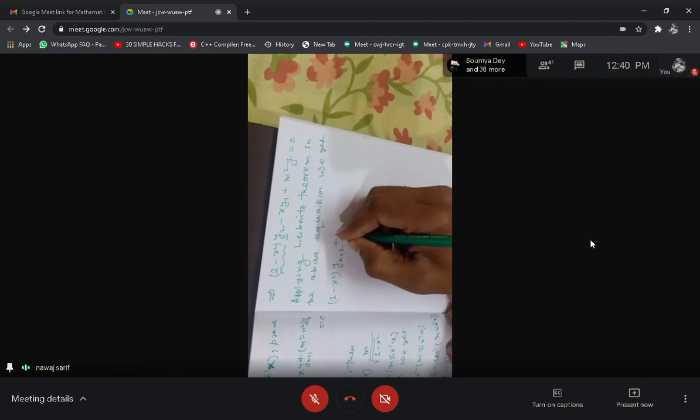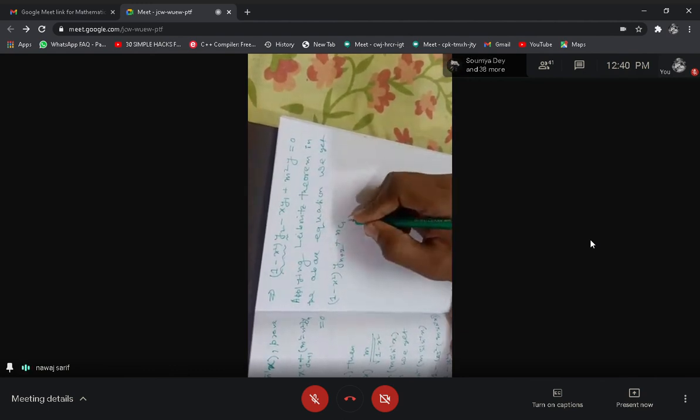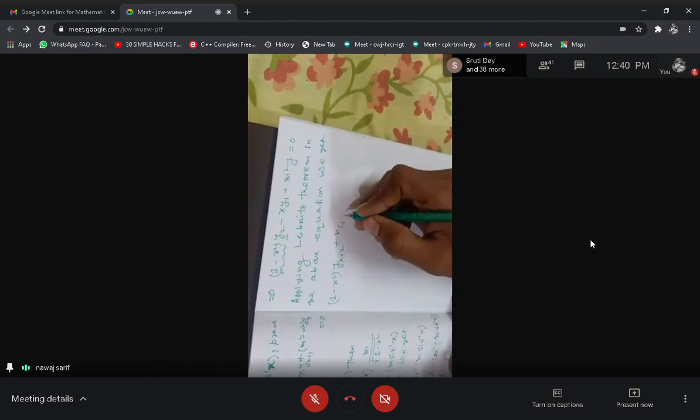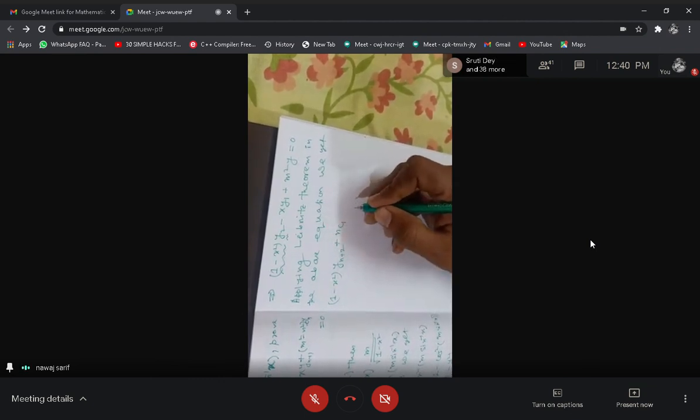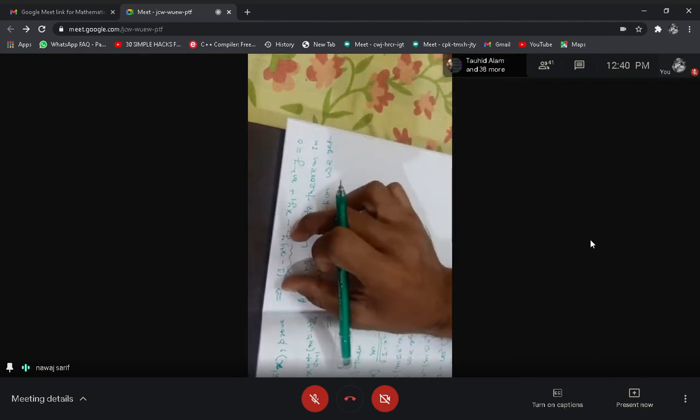Then this is y n c 1. See the formula of Leibniz theorem. First of all, I am applying it on the first two terms. So take this one as u and this one as v.